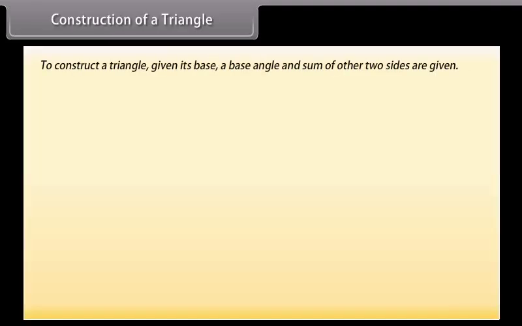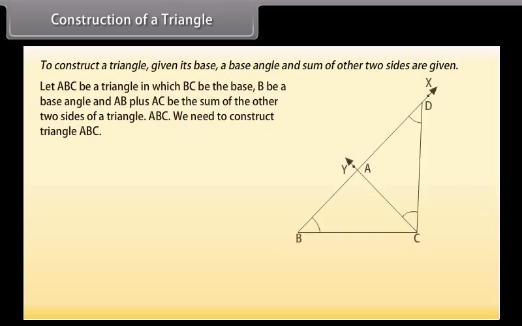Construction of a triangle. To construct a triangle, given its base, a base angle, and the sum of the other two sides. Let ABC be a triangle in which BC is the base, B is a base angle, and AB plus AC is the sum of the other two sides of triangle ABC. We need to construct triangle ABC.